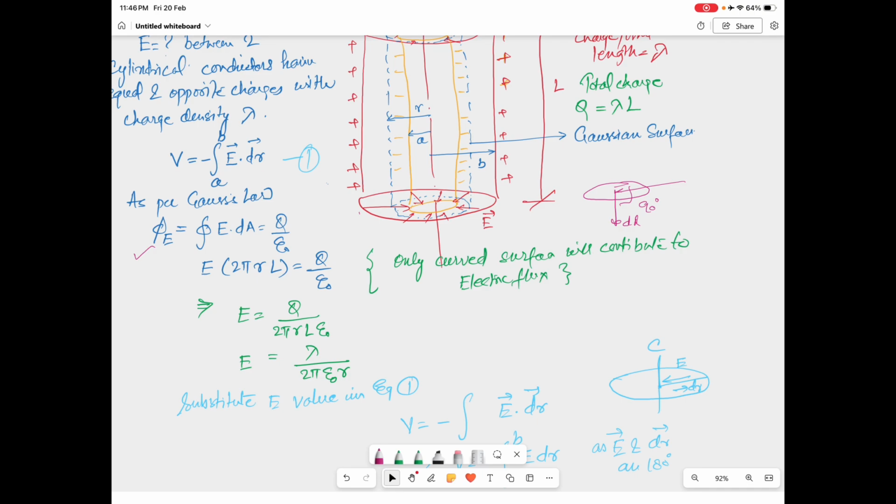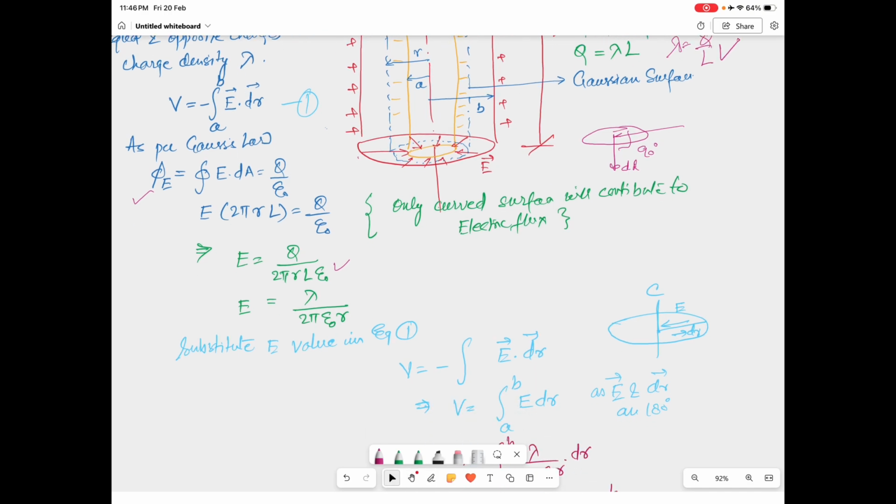I have substituted the value, and this is nothing but lambda upon 2 pi epsilon naught R, because Q by L is lambda. Lambda is Q by L. You can see here, the electric field given by Gauss's law is lambda upon 2 pi epsilon naught R.